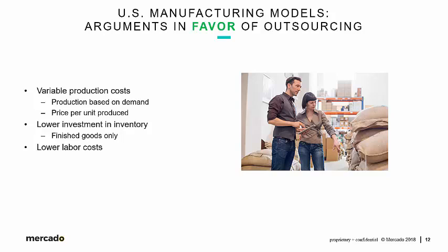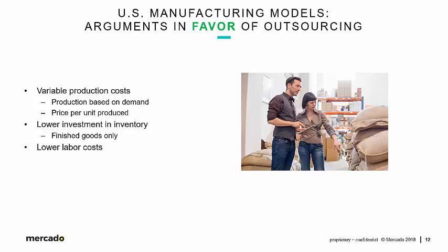Consequently, second bullet, we're going to have a lower investment in inventory. By definition, when we're outsourcing, we're only dealing with finished goods, what is sometimes referred to as a buy one, sell one environment. We don't have investments in raw materials. We certainly don't have work in process laying around. We're dealing strictly with finished goods.